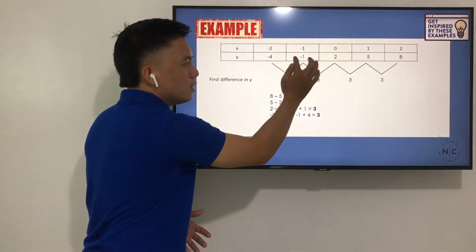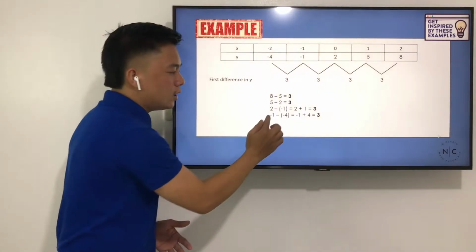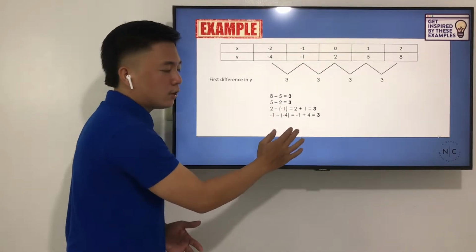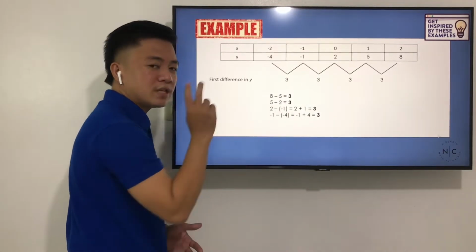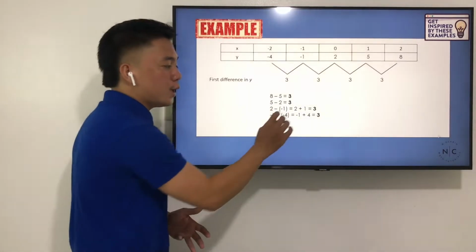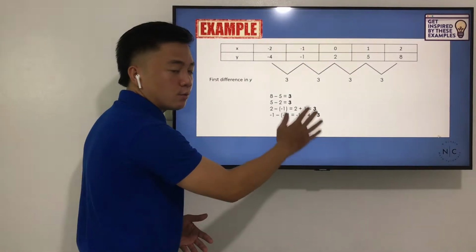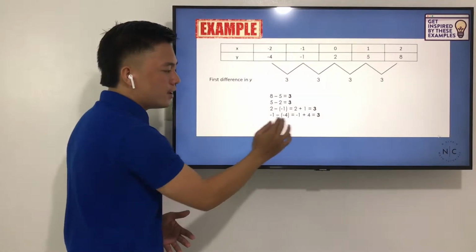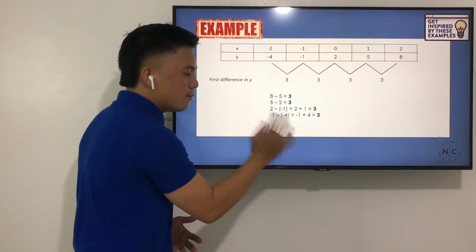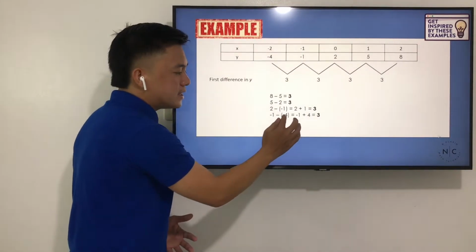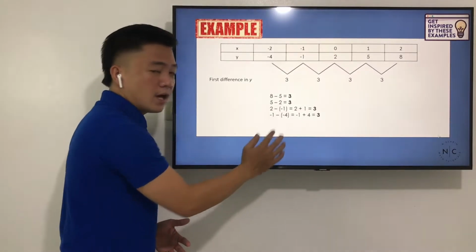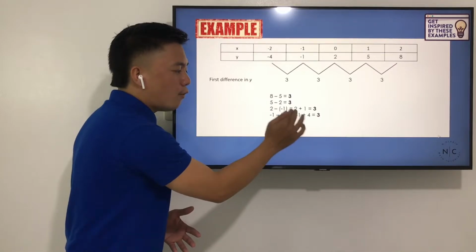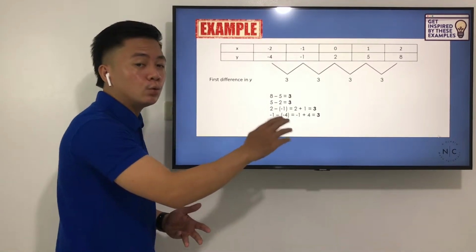Next, 2 minus negative 1. So, dito, 2 minus negative 1, i-multiply natin si negative at saka si negative dito. Or si minus and si negative. So, same sign. Kapag nag-multiply tayo, magiging positive. So, 2 plus 1 is equal to 3. Next, negative 1 minus negative 4. Same process tayo. Negative 1. Ang i-multiply natin dito is yung sign lang. Which is yung negative 4 at saka yung minus. So, magiging positive. So, minus or negative 1 plus 4 is equal to 3.